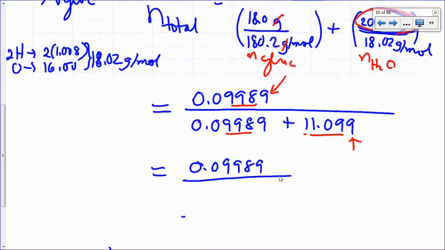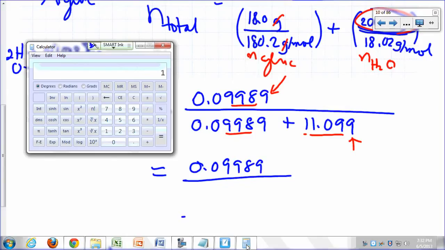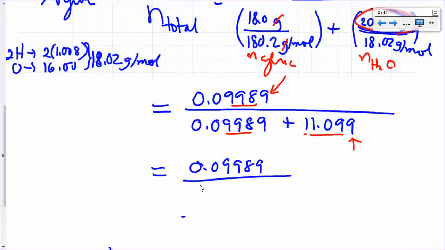So this gives us 0.09989 over, what's the sum of the two things in the denominator? 11.099 plus 0.09989, that's 11.1989. So obviously I have more sig figs in my numerator. My last sig fig here should be this one right here. So I have 4 sig figs in the denominator.